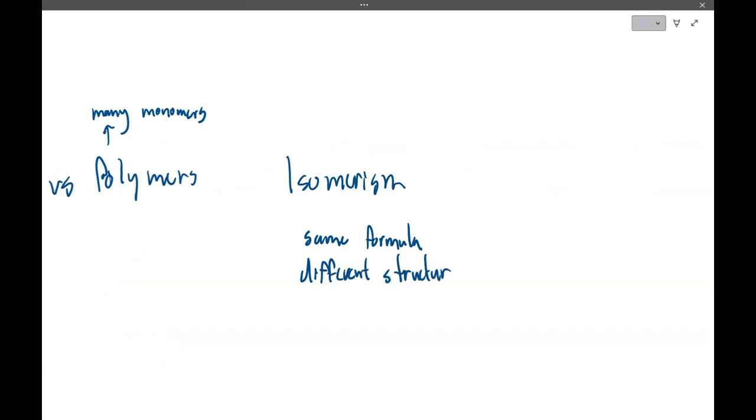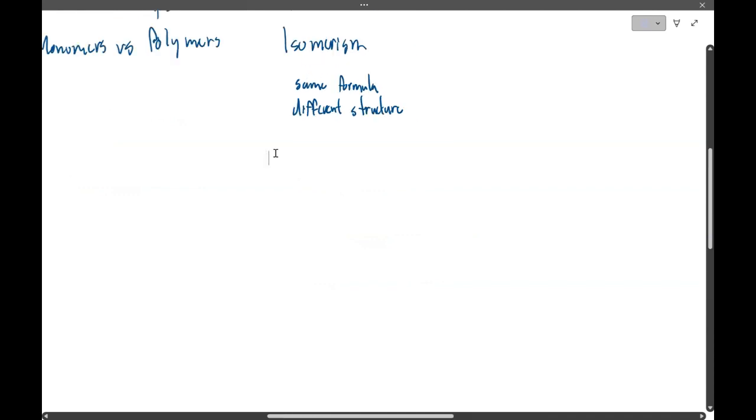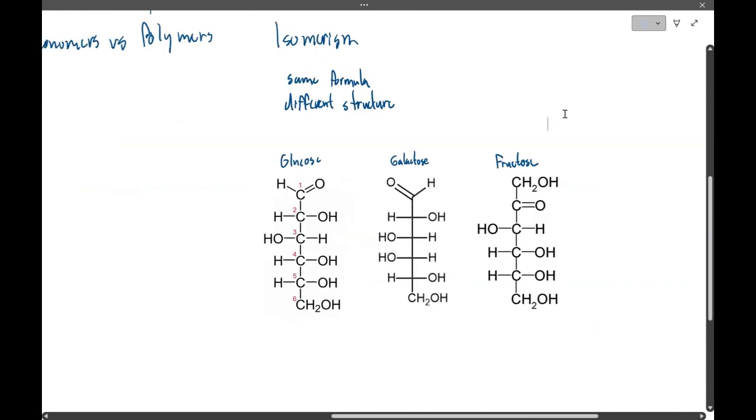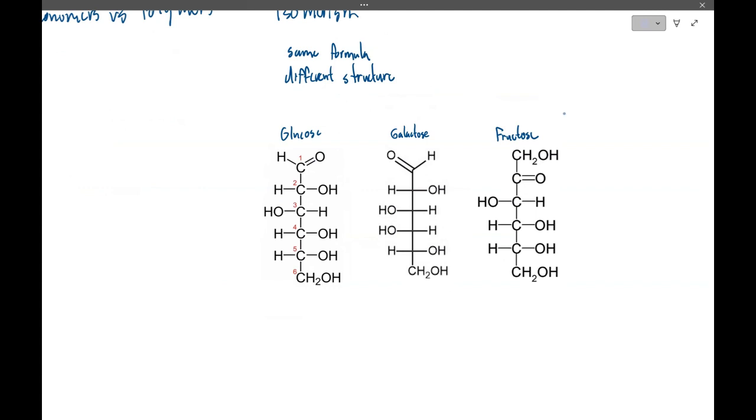So I'll show you a very prominent example of isomerism. It's the most basic type, called structural isomerism, which all that means is you have the same formula, just slightly different structure. So these are all carbohydrates. We're going to talk about that later in the video. But if you count up all the atoms, you'll notice that the formula for all of them is C6H12O6. And you can see that some of them are just subtly different from each other.